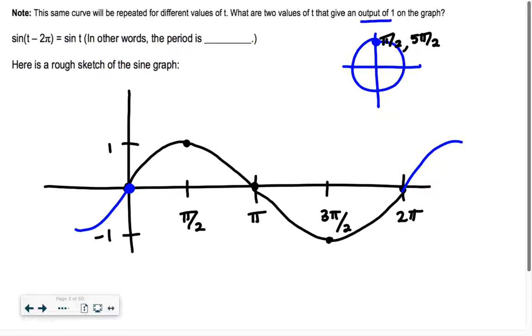So if I have the negative, where do I go? I go around. So this would be -3 pi over 2. And then there's an infinite number of answers. Make sense?